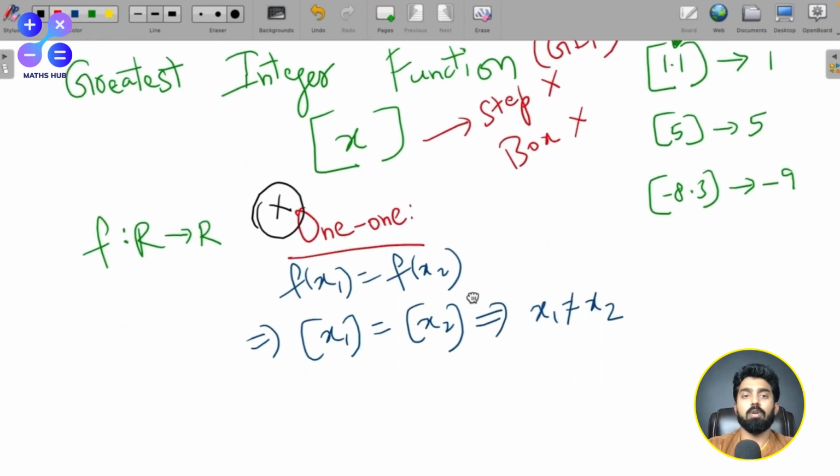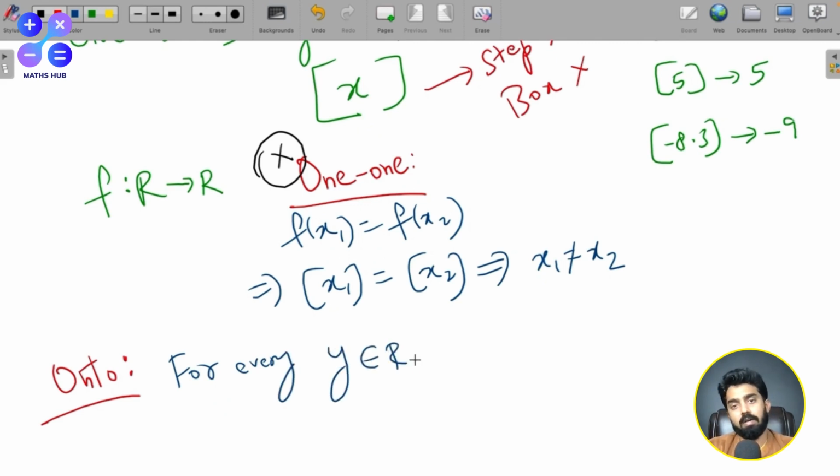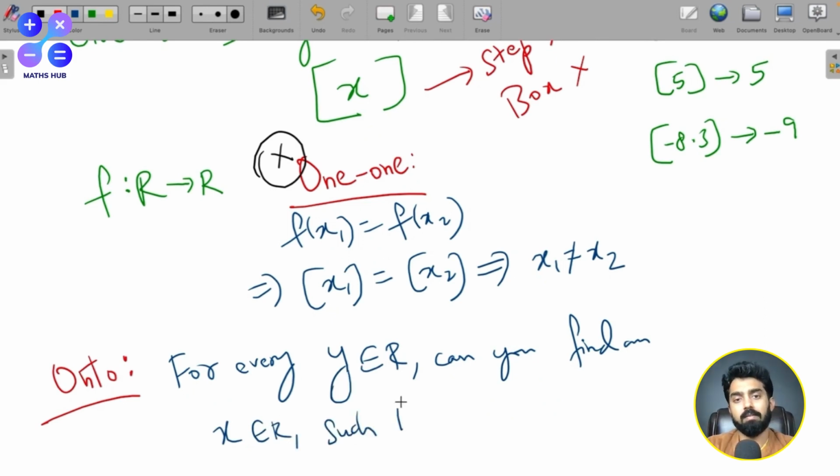So we need to prove it is not onto as well. How do we prove that? Onto. So for every y that belongs to R, can you find an x that belongs to R such that y is equal to step of x? For every y, can you find? So let's say for every y, can you find an x such that y is equal to step of x?